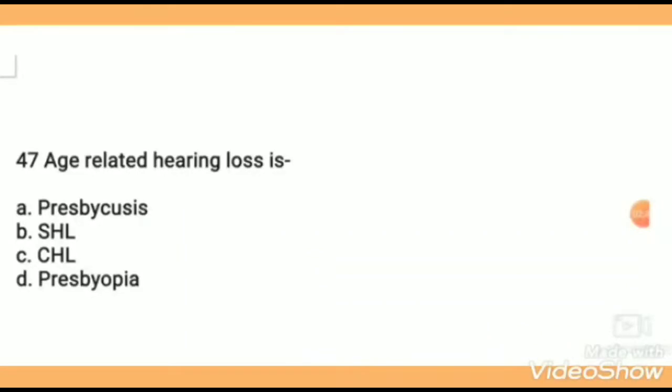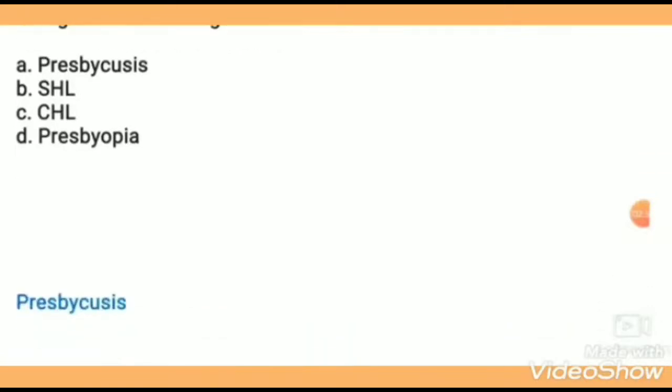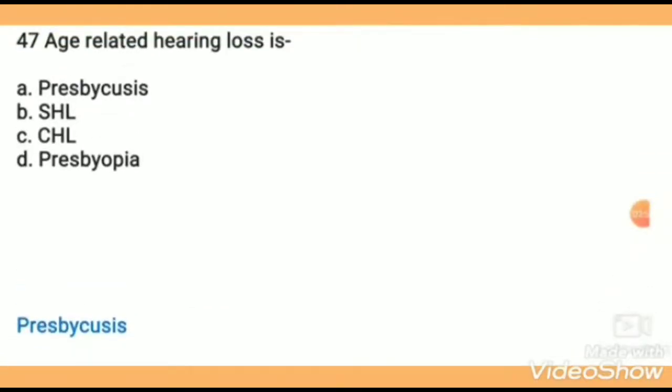Age-related hearing loss is presbycusis, SHL, CHL, or presbyopia. So, the correct answer, age-related hearing loss is presbycusis. Next question.